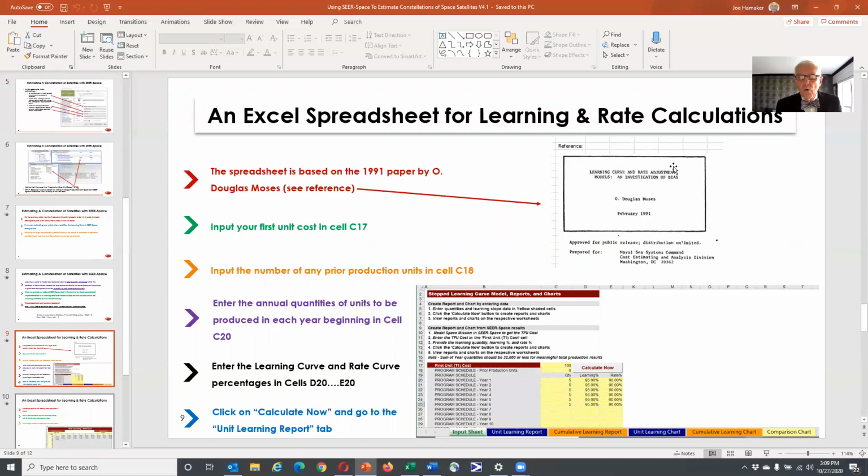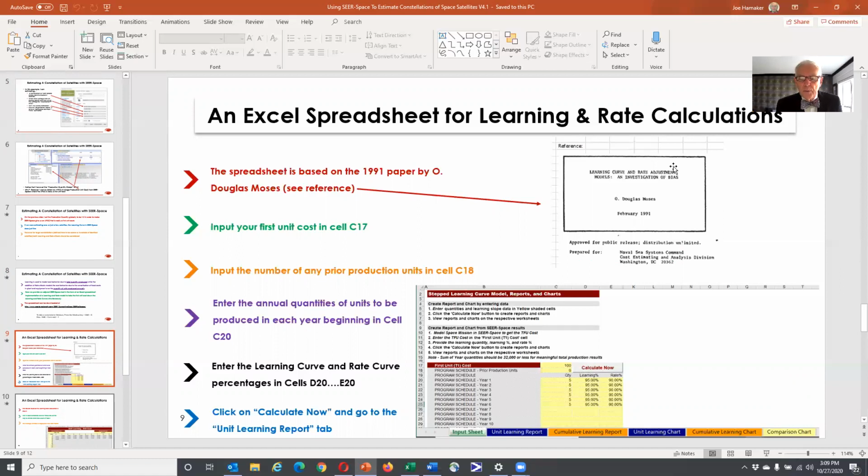First, at the top right-hand corner, this spreadsheet is based on a paper that's pretty old, about 30 years old. The spreadsheet is based on a 1991 paper by O. Douglas Moses, but I can assure you the math hasn't changed in the 30 years. So the math is still the same. But if you want to Google the title of that paper there, it'll come right up and you can see the equations and read about the technique yourself.